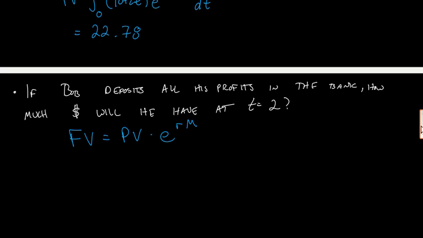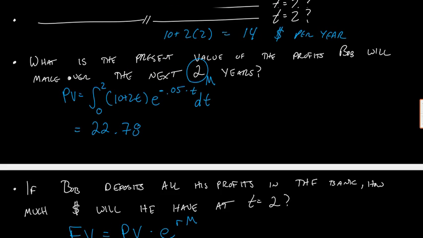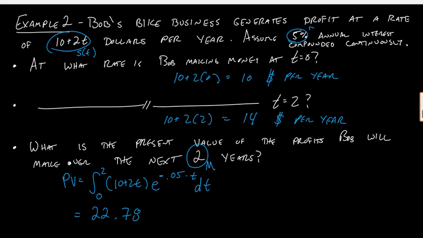So in this problem, the present value is about 22.78. You shouldn't round until the very end. And then e to the 0.05 times 2. Now if you go ahead and plug all that into your calculator, you're going to get about $25.17. So Bob is very poor, but he's happy. He likes fixing up bicycles, and so hopefully he's content with life.